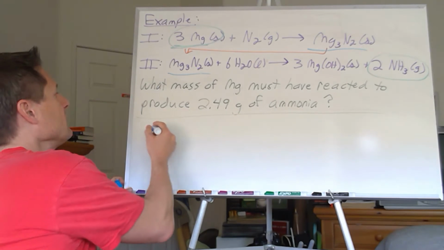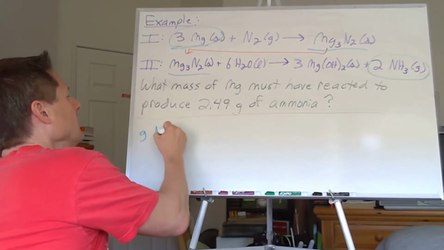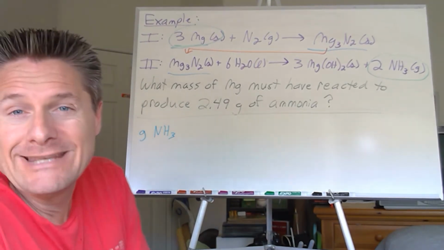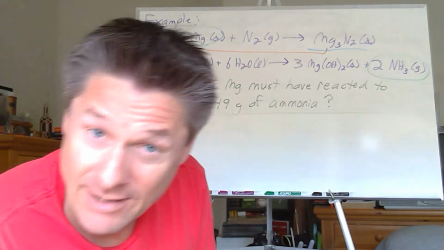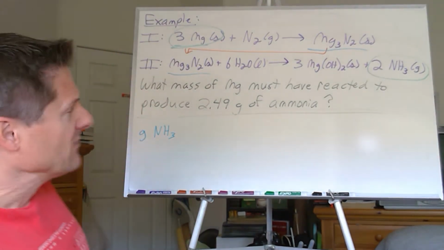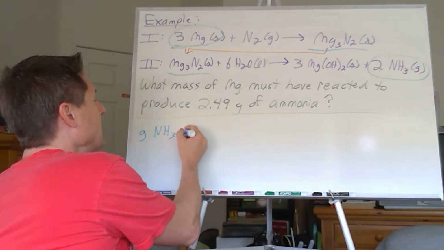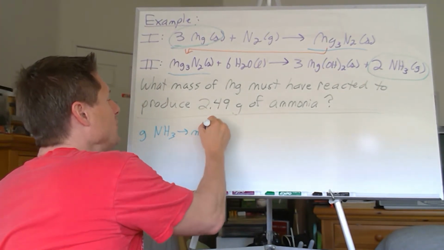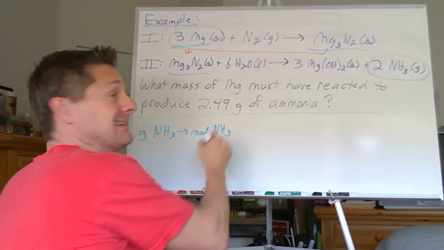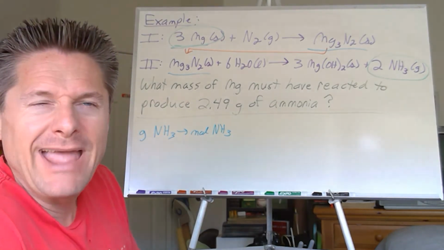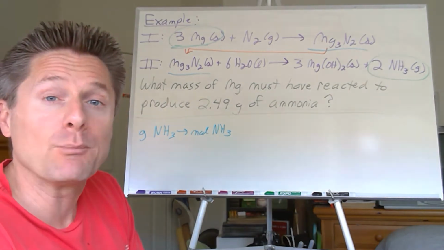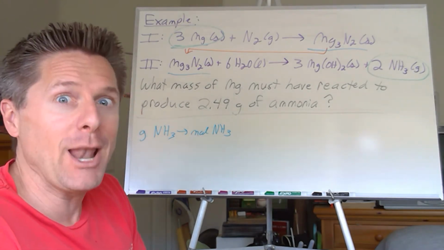Ready? So let's take our grams of ammonia. Hopefully you know what ammonia is by now and what it smells like. If you haven't, take a little whiff. Make sure you do it properly. So let's take our grams of ammonia, and we should be able to use the molar mass to get to moles of ammonia. Right? Pretty standard. At this point, that's pretty standard operating procedure. We'll advance that later on down the road.